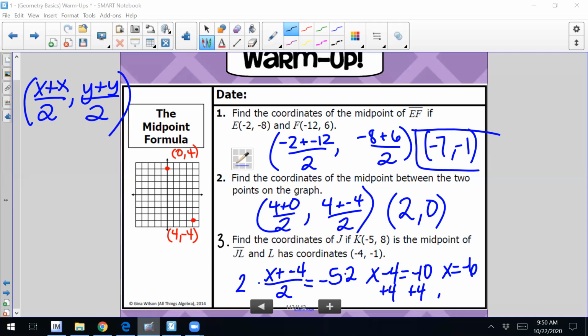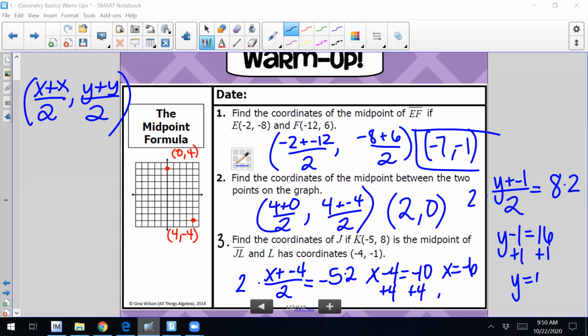Then to do the Y, I need to do the same thing. I don't know the Y of one of the endpoints, but I know the other one, plus negative 1 divided by 2 equals the Y of the midpoint, which is 8. So I do the same thing, multiply by 2. Y minus 1 equals 16. Add 1. So Y equals 17. Is that what y'all got? So what's the ordered pair for J? Negative 6, 17. Okay. All right. Got it? Good.